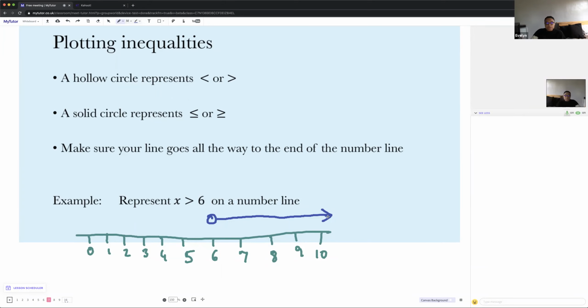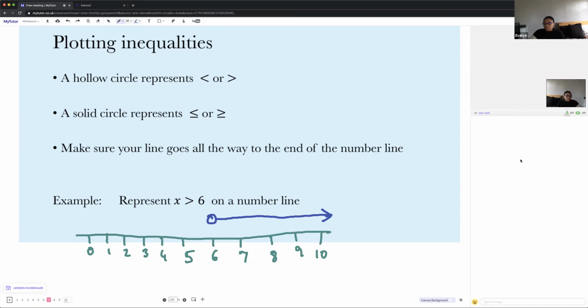One thing I like to point out, in your exam, if they do ask you to draw a number line with inequalities, if you don't draw your line all the way to the end, if instead you did something like this, then you wouldn't get full marks. You'll lose a mark. Your line has to go all the way to the end. If your line stopped a bit shorter and didn't go over the 10, you're kind of saying that 10 isn't greater than 6, but it is. So you have to make sure that it goes all the way to the end and you have an arrow going further. So always make sure you do that.